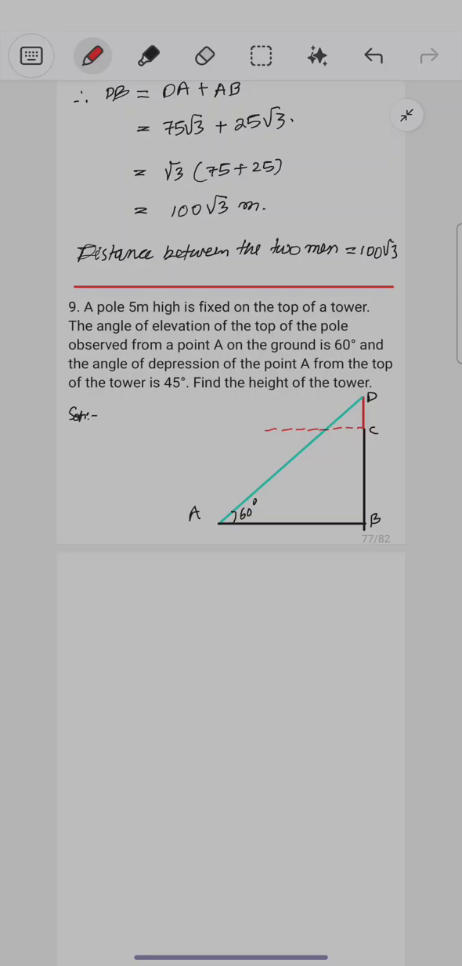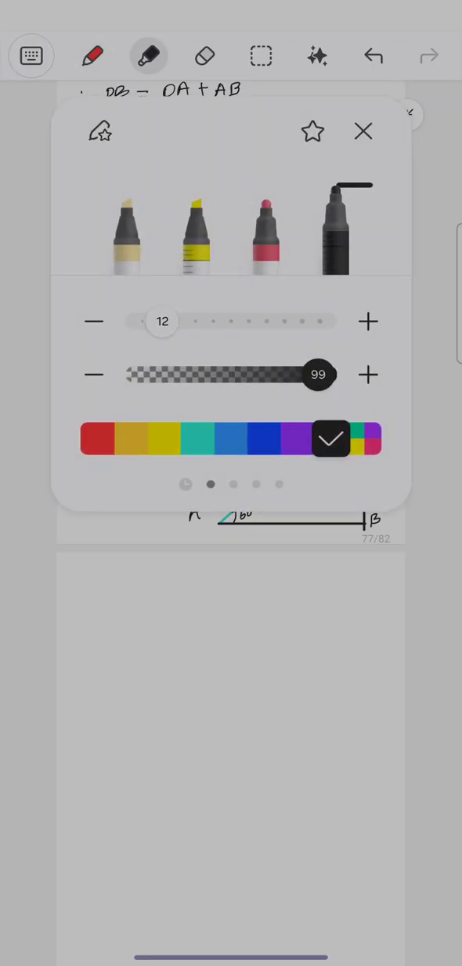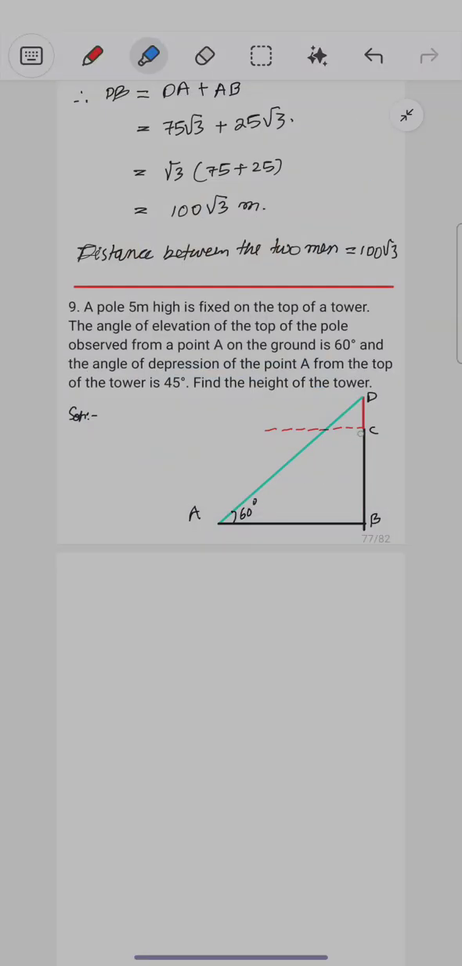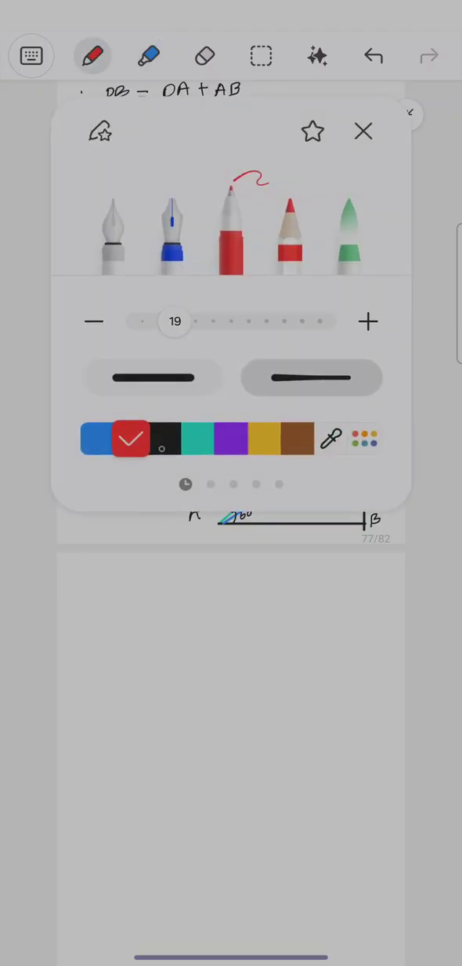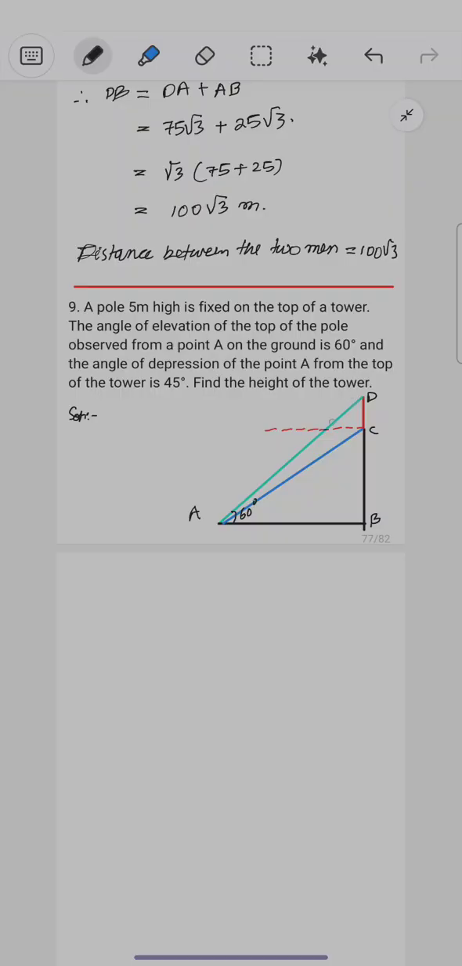The angle of depression of point A from the top of the tower is 45 degrees. So by alternate angles it is 45 degrees. Find the height of the tower BC.